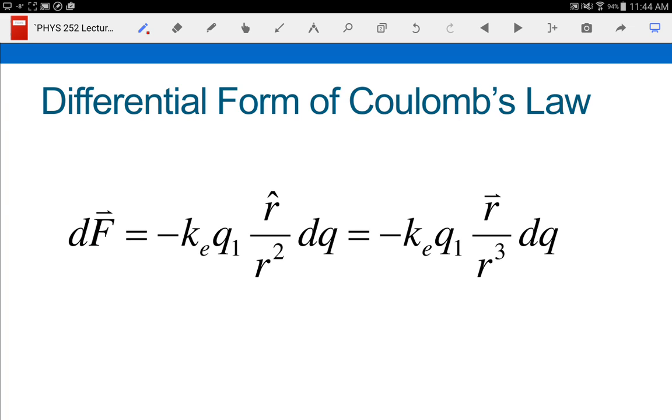So here is what our Coulomb's law equation looks like. These are two exactly equivalent forms in the calculus form. What's really different here? Well, I just made one of the q's a dq.